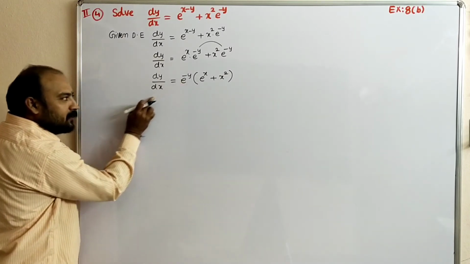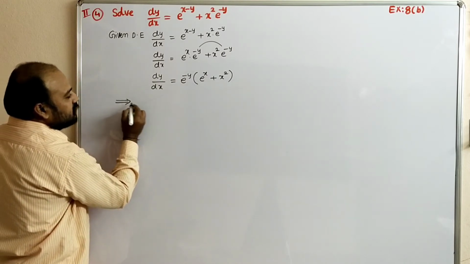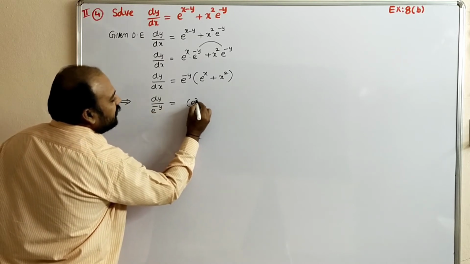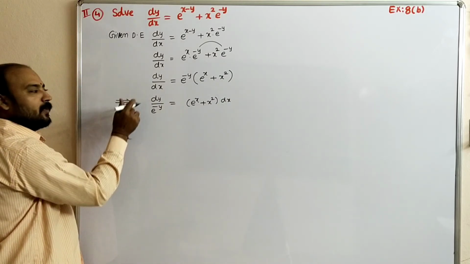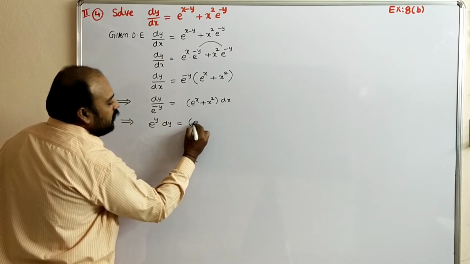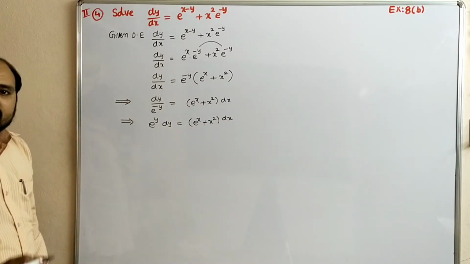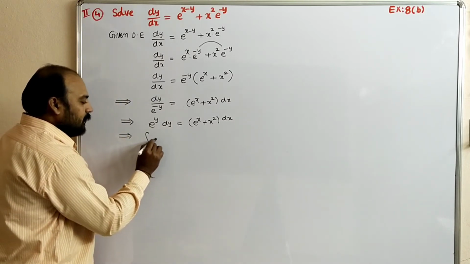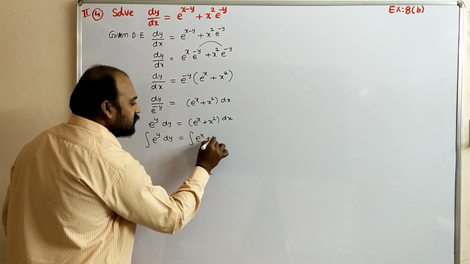Now e power minus y I am taking to the LHS side and dx I am taking to the RHS. That implies dy divided by e power minus y is equal to e power x plus x square into dx. E power minus y we can take into the numerator, it becomes e power y into dy is equal to e power x plus x square into dx. Whenever the variables x and y are separated, taking integration on both sides, integral e power y dy is equal to integral e power x plus x square dx.